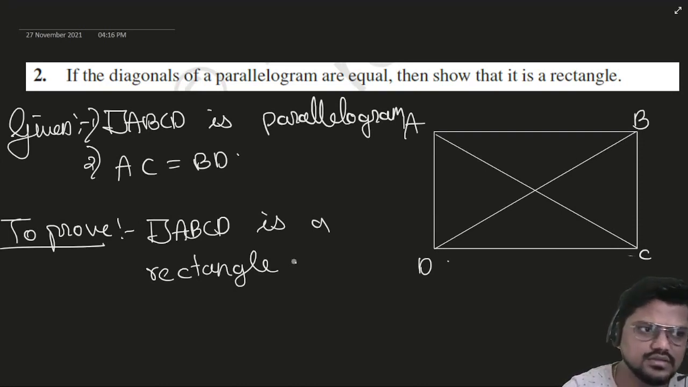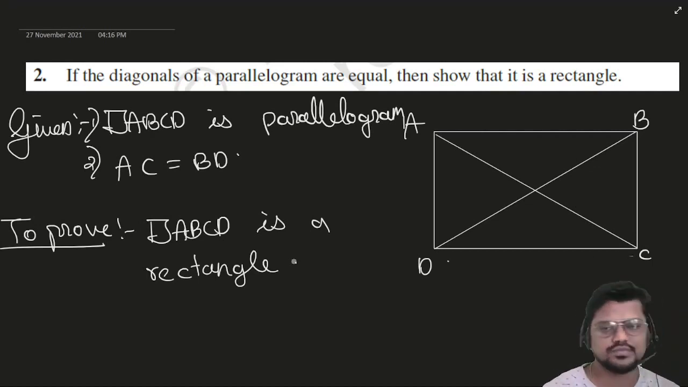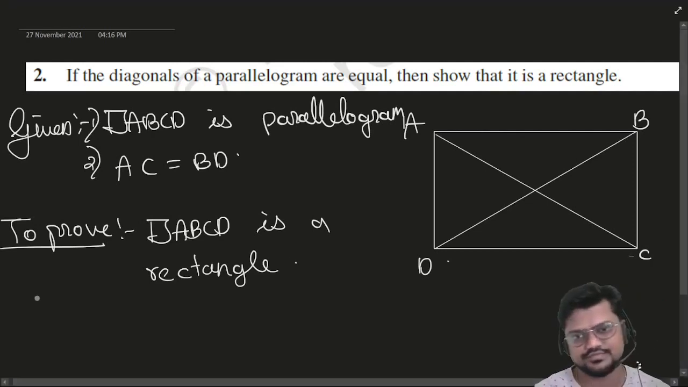Where have they given the common side? AB is equal to BA. Maybe that will be in the triangles which we will consider. I was asking what we have to prove. Now to prove it, what will we do?